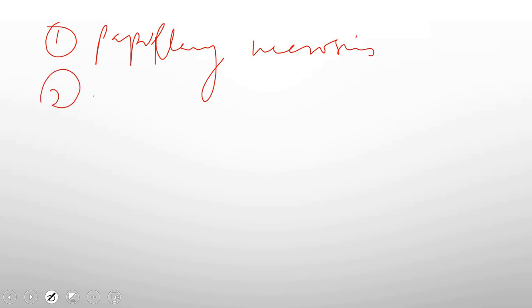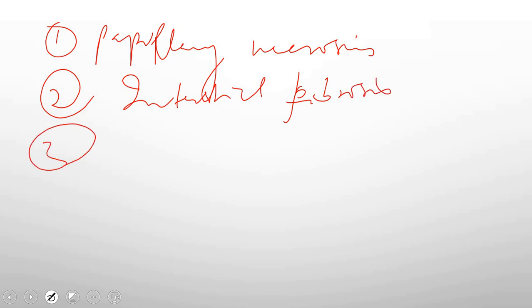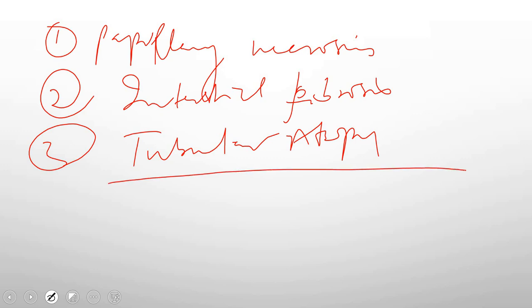So in a nutshell, what are the possible damages with the analgesics? There is papillary necrosis. The second one, which is very prominent, is interstitial fibrosis. And the third one, which is consequently very important, is tubular atrophy. So a question may be set in the paper to list the key characteristics or the damages that will be produced by the analgesics at the level of the kidneys, or analgesic nephropathy.